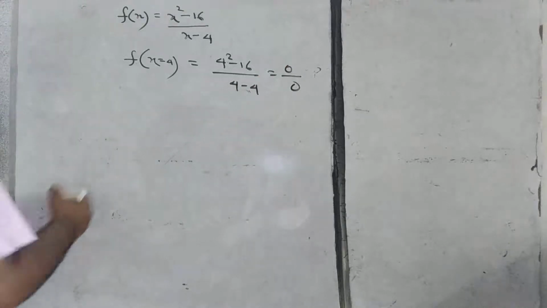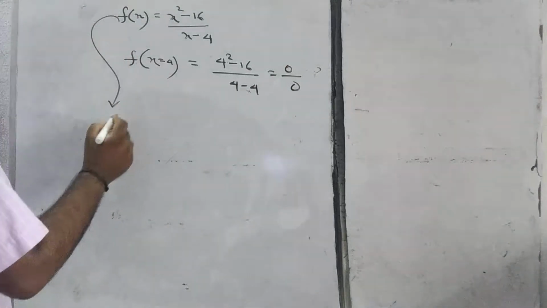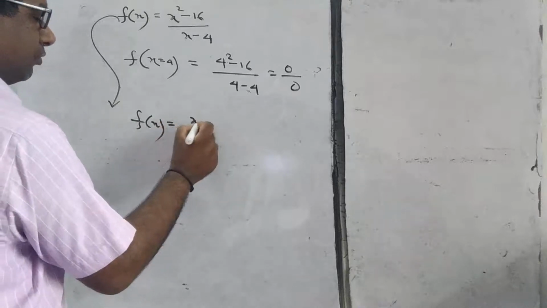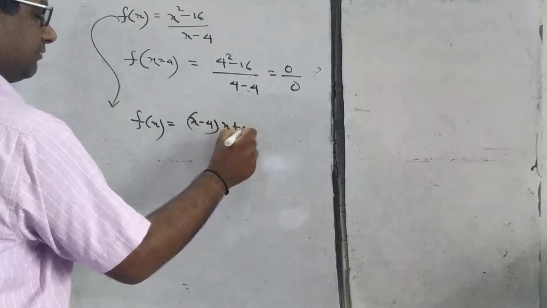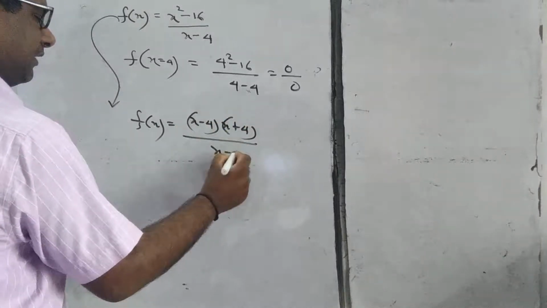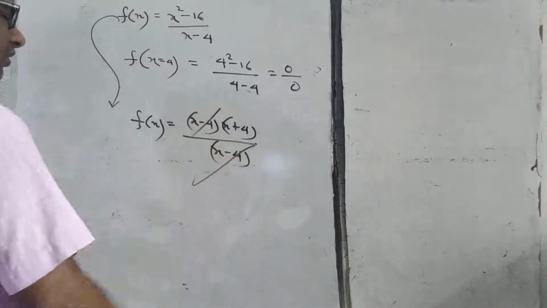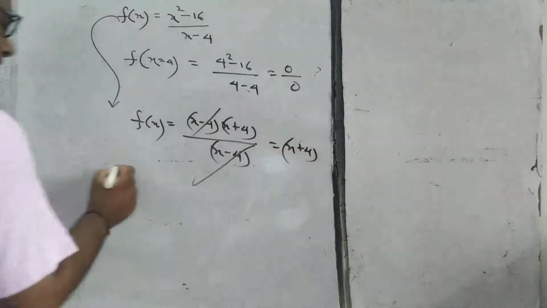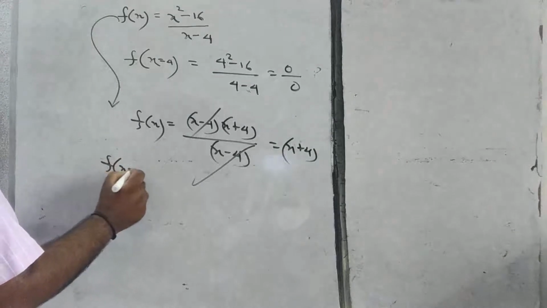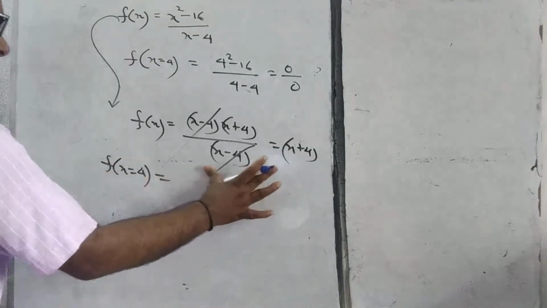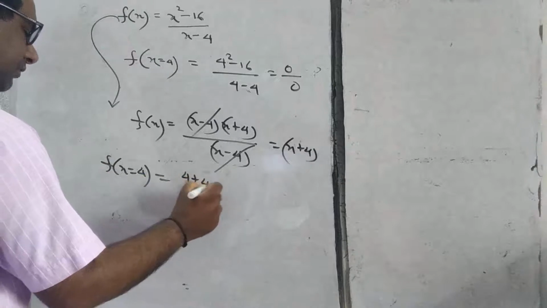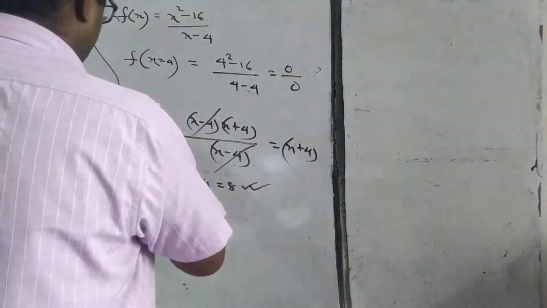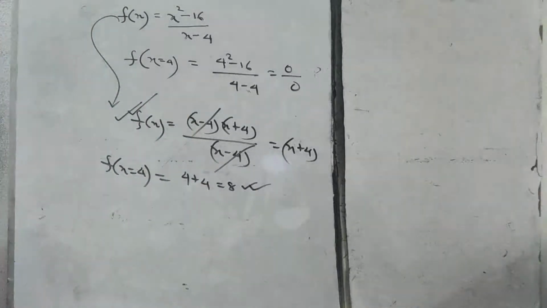Okay, but can we write it in another way? So we can write f(x) is equal to (x minus 4) into (x plus 4) upon (x minus 4), and cancel out the common term. Then we are getting x plus 4. Now if you put x is equal to 4, then what will we get? We get 4 plus 4 is equal to 8. So this value is obtained by the limiting approach.